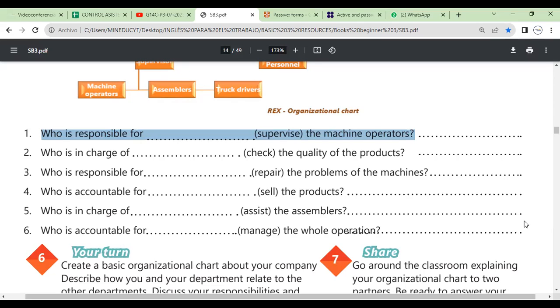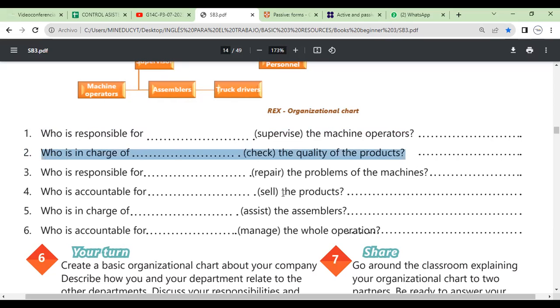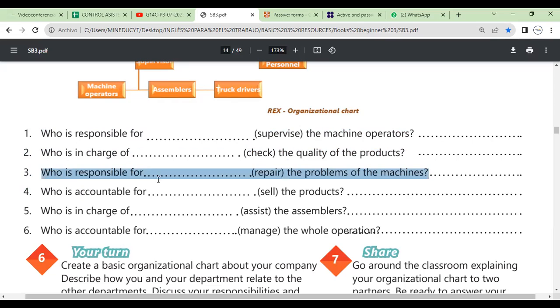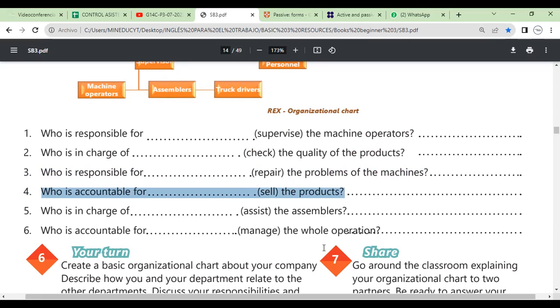Who is responsible for supervising the machine operators? Hey, who's responsible for supervising the machine operators? What about the number two? Who is in charge of checking the quality of the products? Very good. Number three. Who is responsible for repairing the problems of the machines? Number four. Who is accountable for selling the products?